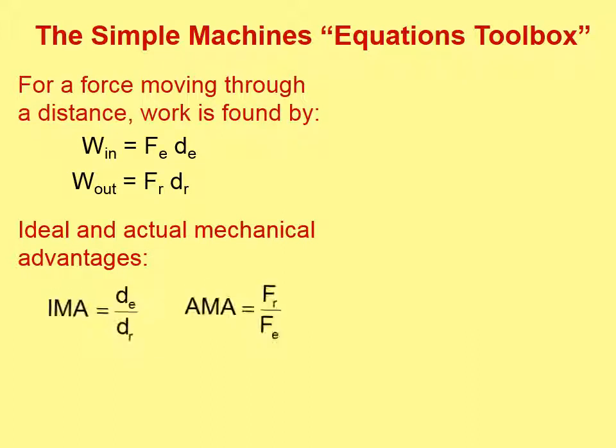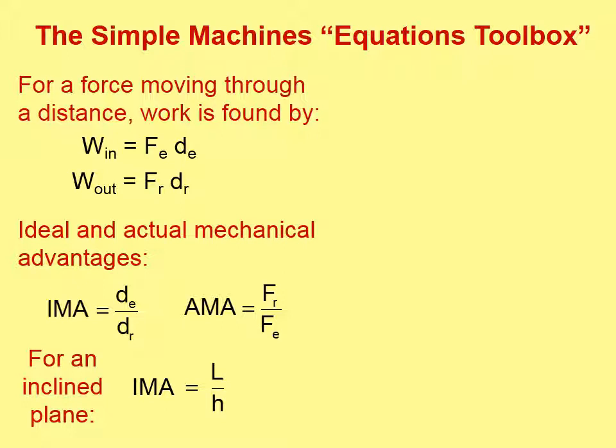The equations for ideal and actual mechanical advantages. The ideal mechanical advantage is the effort distance divided by the resistance distance. The actual mechanical advantage is the resistance force divided by the effort force. For an inclined plane, the ideal mechanical advantage is equal to the length of the plane divided by its height.